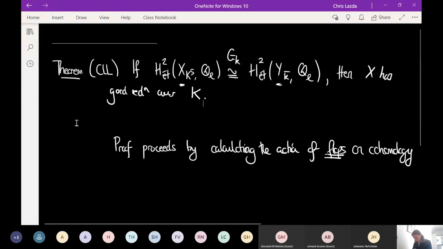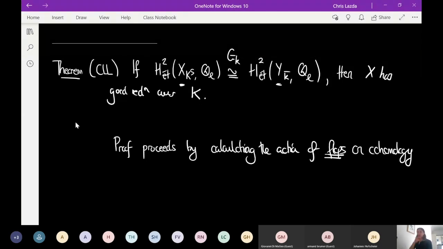Now, kind of the reason for the failure of the naive Néron-Ogg-Shafarevich criterion is this failure of uniqueness of models. And somehow the way we're going to prove this theorem is by examining how this non-uniqueness manifests itself in the Galois action on the second cohomology.